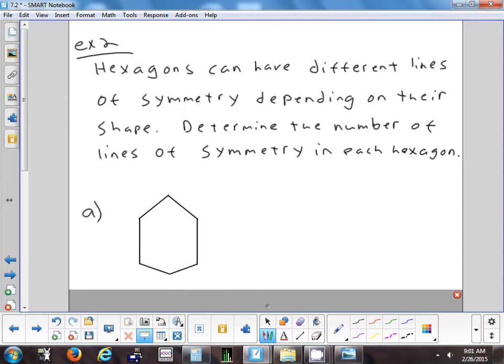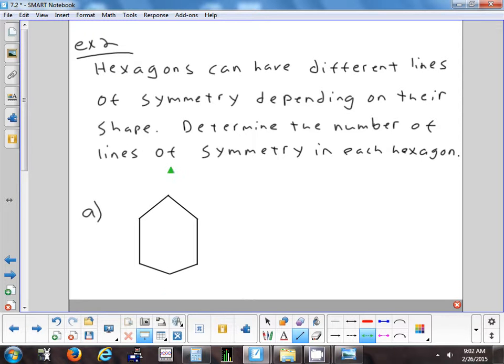That's a hexagon, 6 sides. How many lines of symmetry are there? We definitely have one. Somebody describe where it is. Yeah, it's like the y-axis. If you flip the left half, it would land right on the right. Anything else?